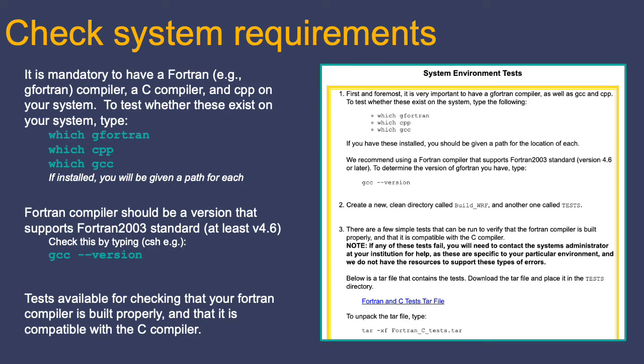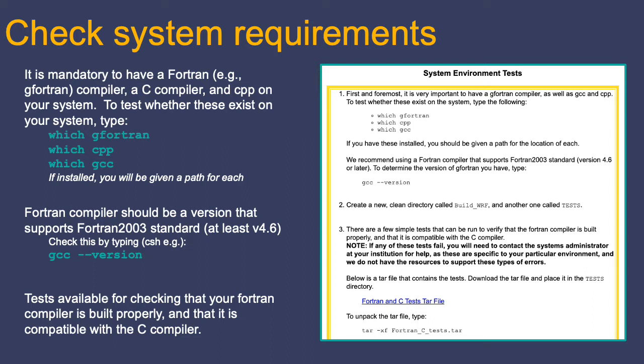To build the WRF model, it's mandatory that you have a Fortran compiler, a C compiler, and CPP on your system. You can check whether you do by opening a terminal window and entering the commands which gfortran, which cpp, and which gcc. If you do have these installed, you'll be given a path for each command.